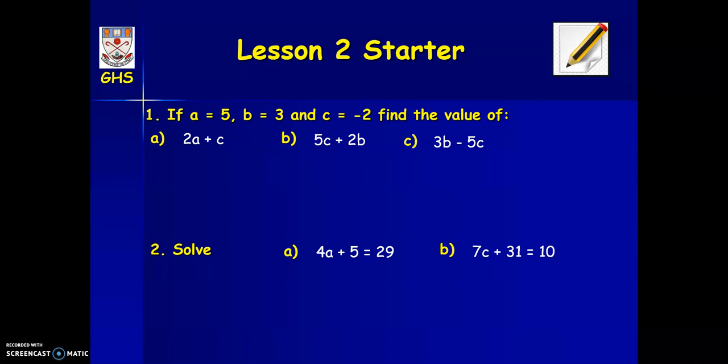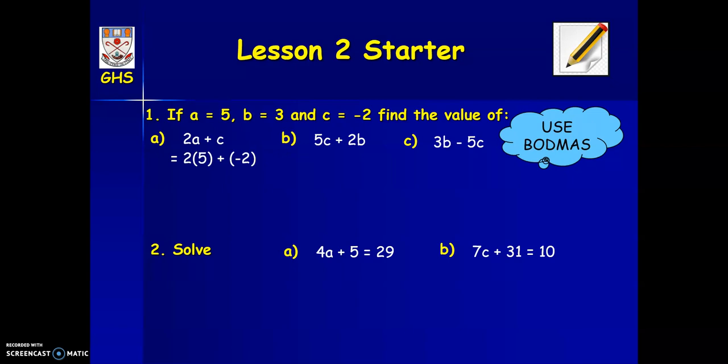Okay, let's look at question 1. So we have if a equals 5, b equals 3 and c equals -2, find the value of 2a plus c. So we need to remember to use our BODMAS. So we end up with 2 times 5 plus -2. So 2 5s are 10. But remember, a positive and a negative just become a negative. So we end up with 10 take away 2, which is 8.